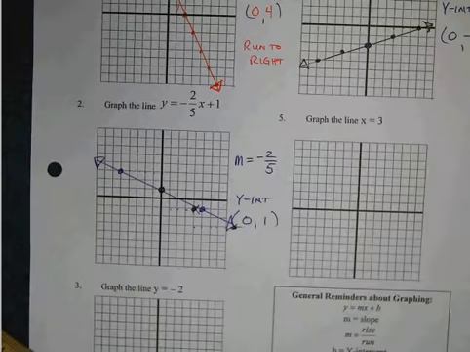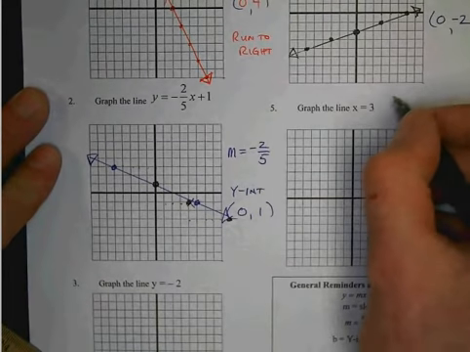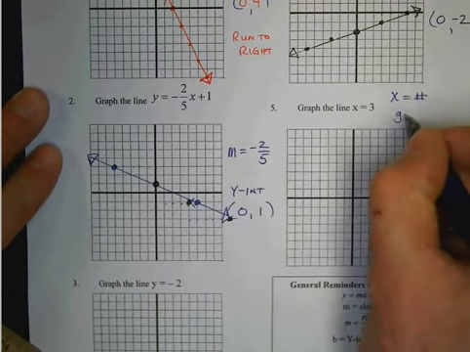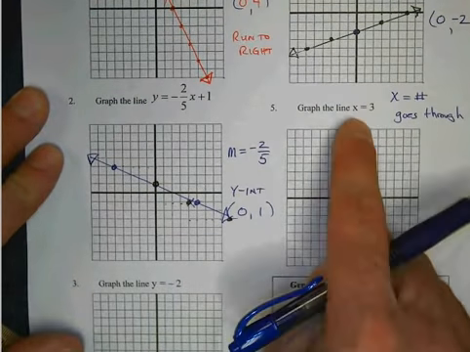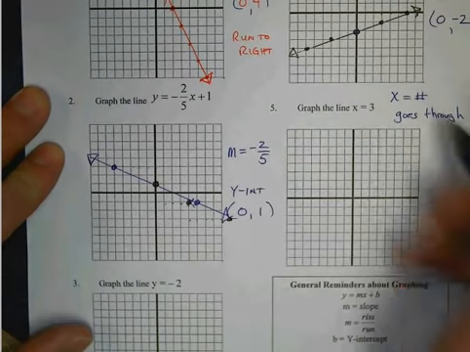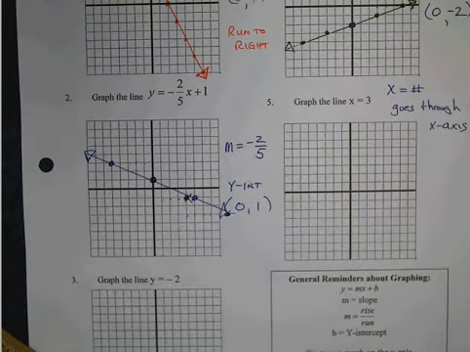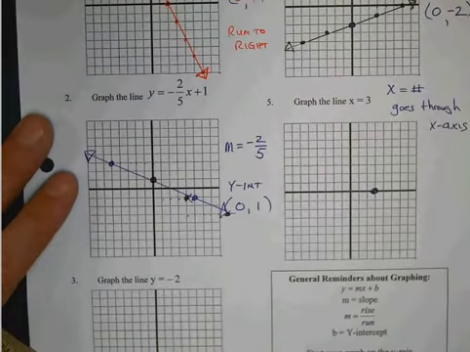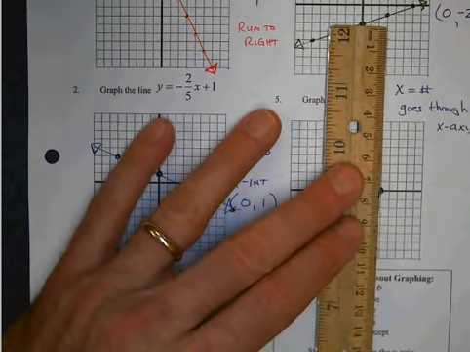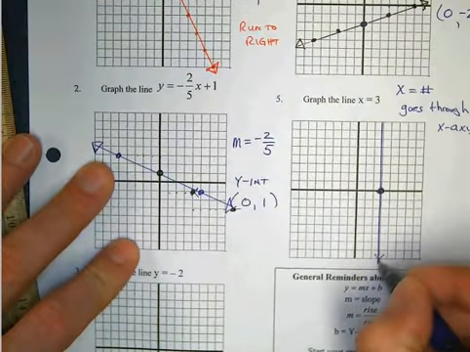All right, let's slide over here to number 5 on the right. X equals 3. Couple reminders. X equals a number goes through what axis? What variable is right there? X, so it goes through the x-axis. What does this thing look like? Is it horizontal or is it vertical? It's vertical because it goes through the x-axis. So find x equals 3, which is right there. Put a dot there, and now draw a line through that point. There it is. A vertical line at x equals 3.